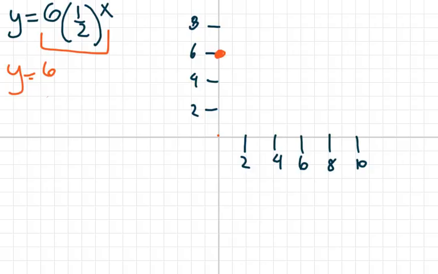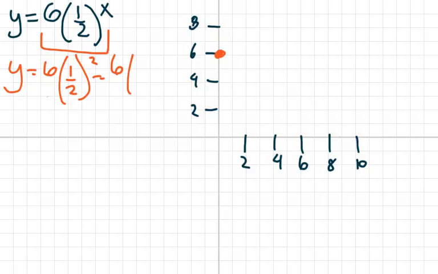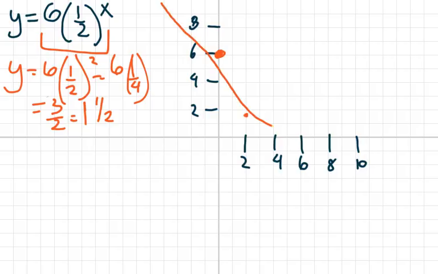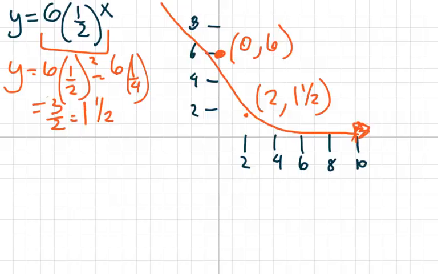And let's test out another point to connect our initial y-intercept to. Let's test this out for x equals 2, which will give us y equals 6 times 1/2 squared, which equals 6 times 1/4. And 6 over 4 is equal to 3 over 2, which equals 1.5. So when x equals 2, y equals 1.5. And we have a downward sloping graph that goes through 0, 6, and 2, 1.5.